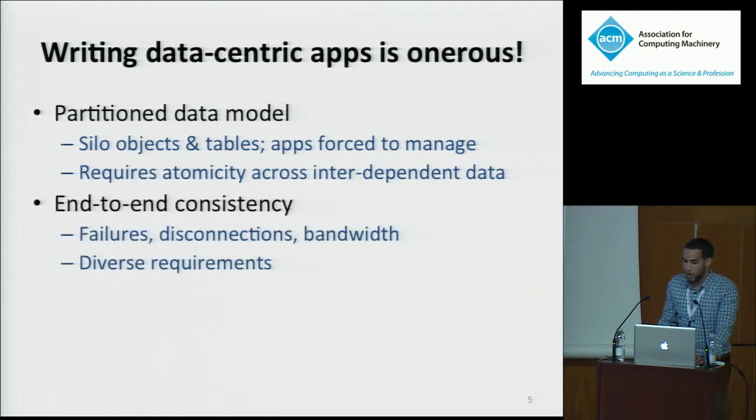There's a lot of great work on trading off consistency in the data center. But in mobile, there's a fundamental need to ensure consistency end-to-end across devices in the cloud. This is hard due to things like local and network failures, disconnections, and limited bandwidth. And apps also have diverse consistency requirements, which are often dependent on the app's data or the app logic.